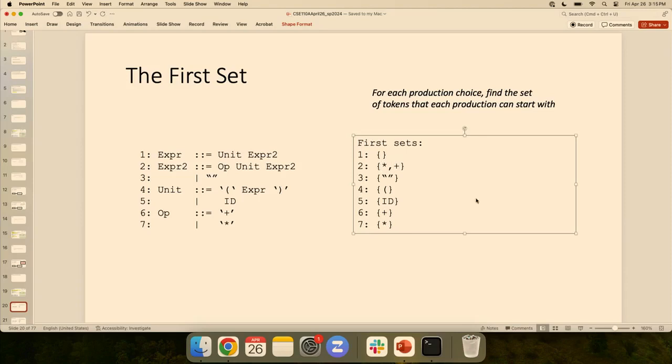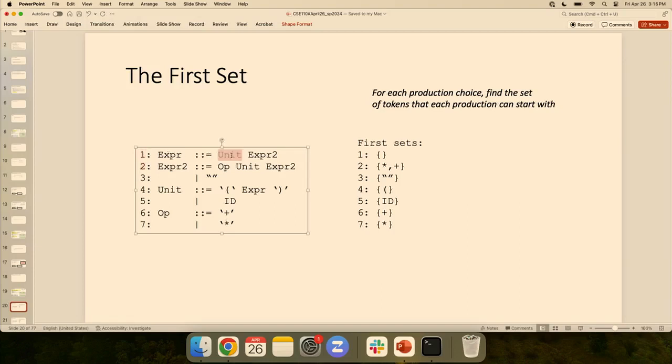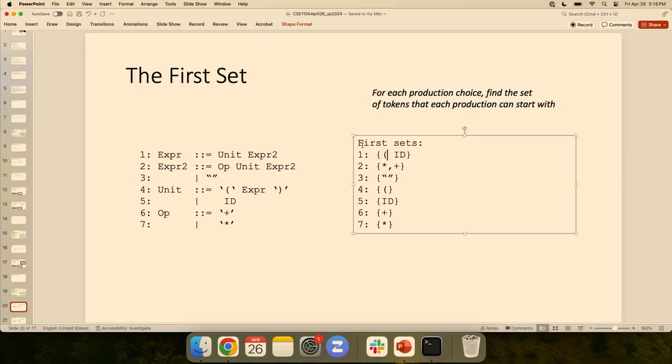So that can be a multiplication or a plus. Essentially you're saying, if I pick this rule, the thing I better be trying to match is a multiplication or a plus. And I know that because when I drill down into op, it has those 2 choices of plus and multiplication. Similarly, up here, if I pick rule number 1, it's a unit. We have the first set for that: an open parenthesis or an ID. So if I pick rule number 1, it better be an open parenthesis or ID. So these are the first terminals that we need to see if we pick any of these rules.